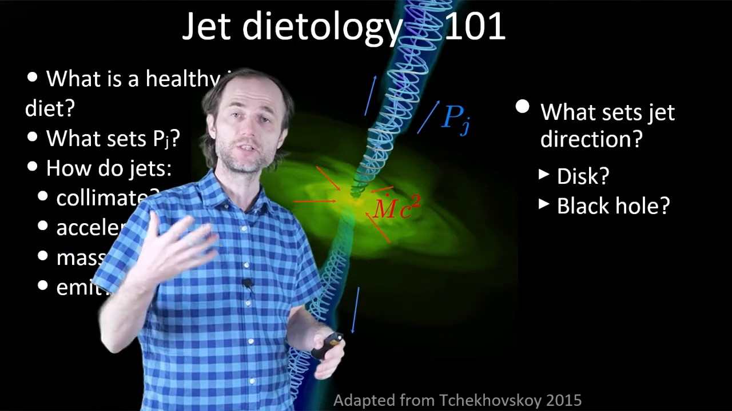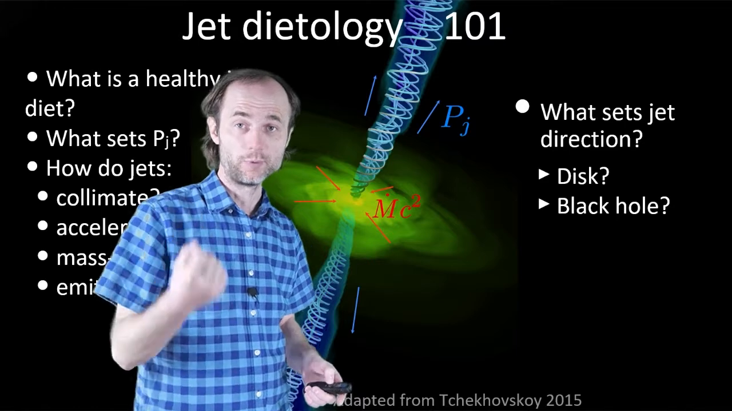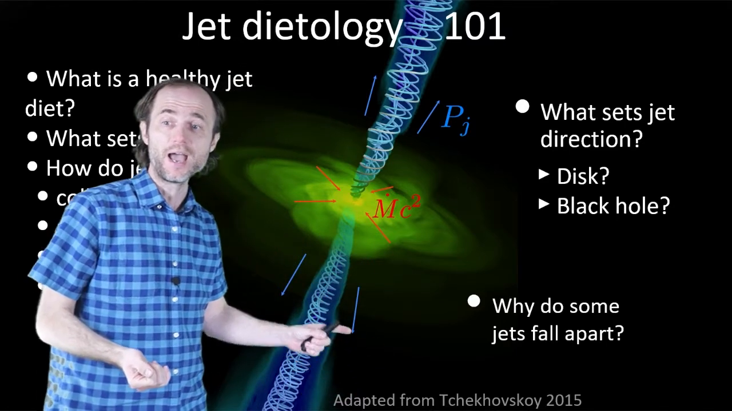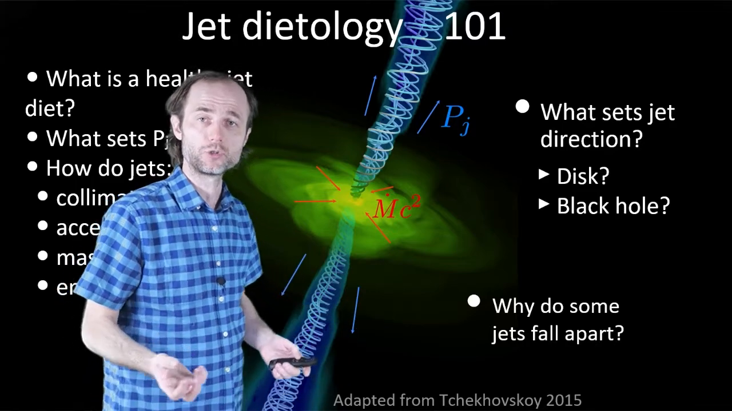And which way, if they exist, do they point? Do they point perpendicular to the disk midplane or the black hole midplane? Finally, what happens when the jets fall apart? What causes them to do so?